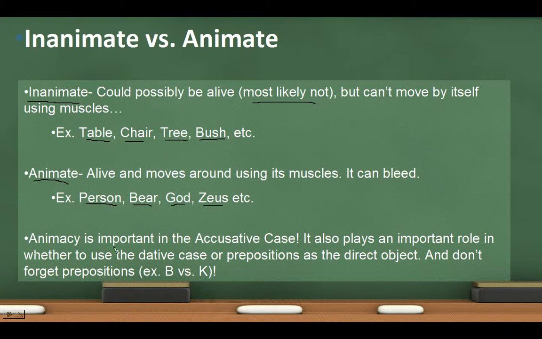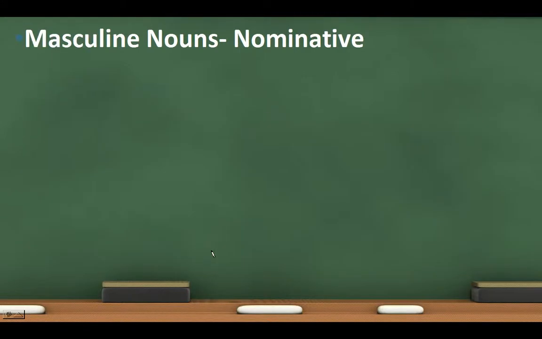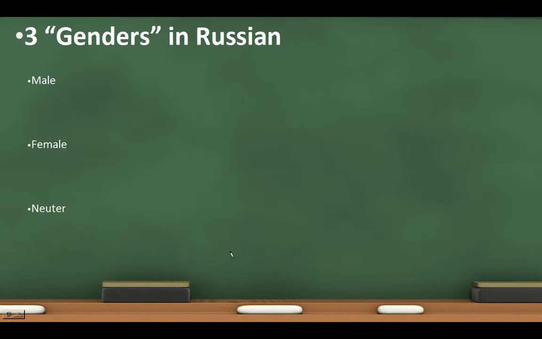Animacy is going to be important in the accusative case, and it also plays an important role in whether you use a preposition or the dative case in certain circumstances, and in prepositions generally. So another thing you're always going to want to look at, when you're looking at masculine, feminine, and neuter genders, is the animacy, no matter what, especially for masculine and neuter. I'm going to tell you right off the bat that most neuter nouns, if not all, are inanimate. With masculine nouns, you're going to have to look it up. And with feminine nouns, this rule really doesn't apply, but it's still going to be important.